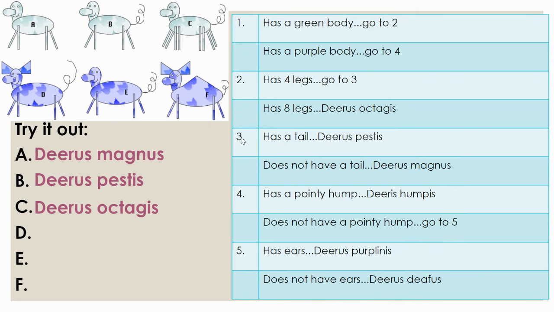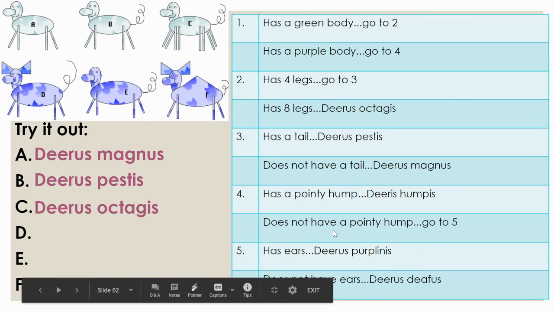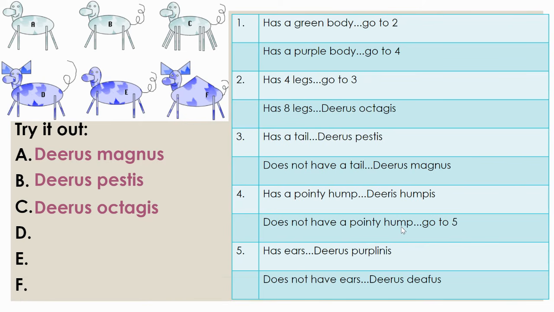I skip number 2. I skip number 3. I go to number 4. Does letter D have a pointy hump? No. Does it not have a pointy hump? Yes. So I'm going to go to number 5. Does it have ears? Yes, it does have ears. So this one is called Dirus perplenis.